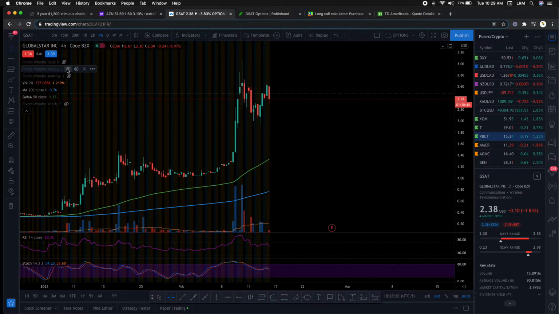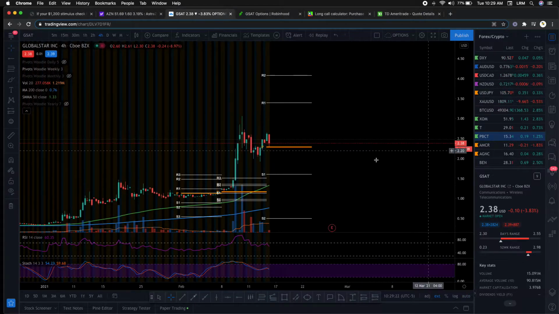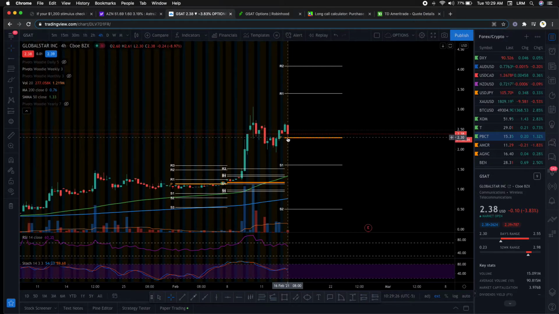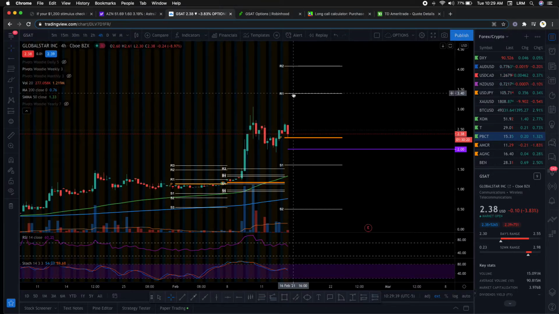We can go and look at the weekly pivots. The weekly pivot is giving you right here. So your strike price, it could be around this range, which is $2. So that's good. Your strike price is down here. So what you would do is you would mark that. That's your strike right there. And then this could be a possible exit for you.